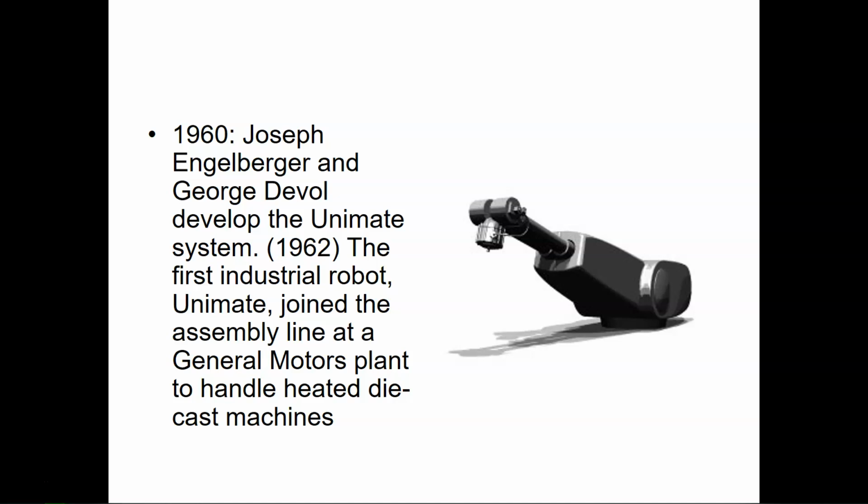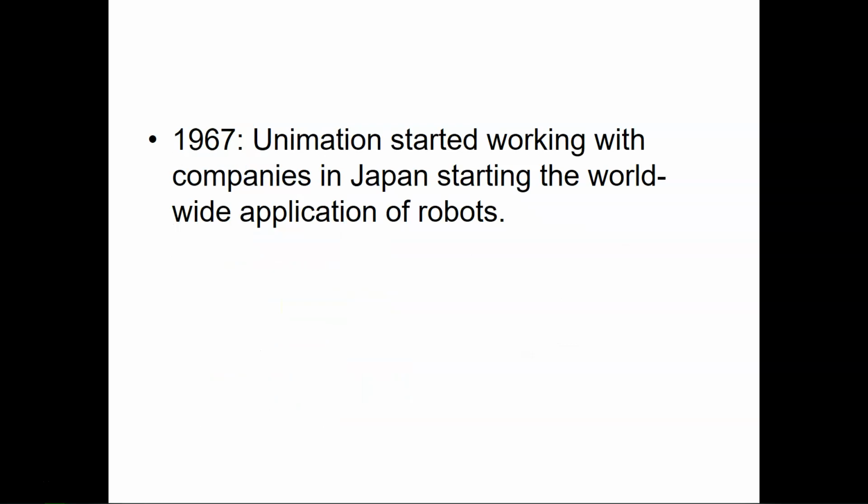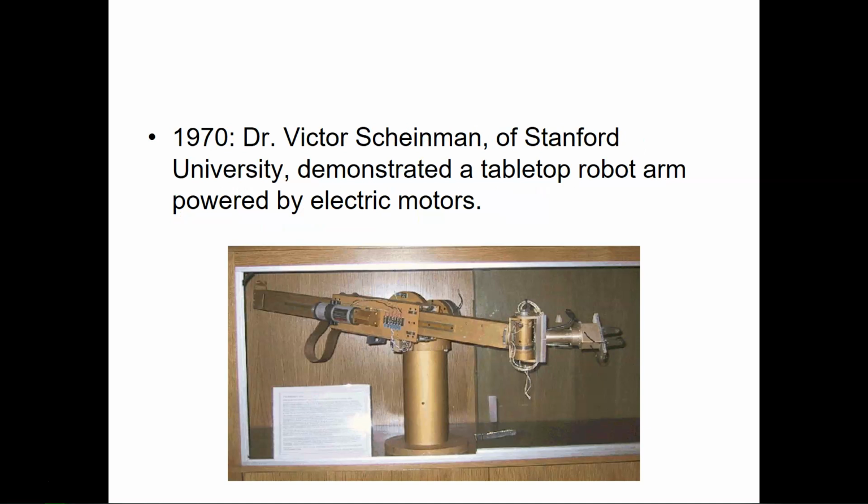However, after they created this, they were able to sell it to the Japanese very easily. And they were able to sell it to a couple other countries, and then it finally took off in America. So Unimation started working with companies in Japan, starting the worldwide application of robots. The Japanese were very enthusiastic with it.